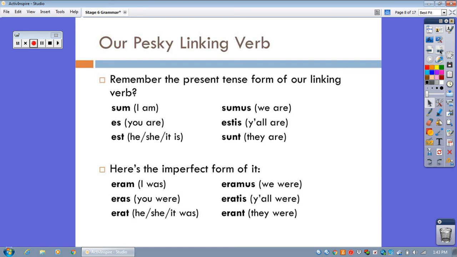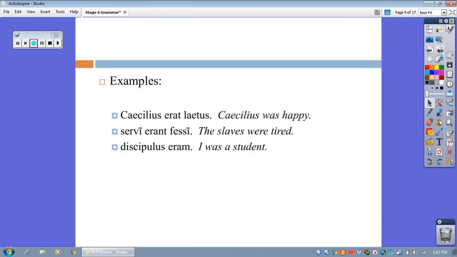All right? Looking at a few examples using eram, eras, erat, eramus, eratis, or erant, we have these sentences. Caecilius erat laetus. Caecilius was happy. Servi erant fessi. The slaves were tired. Discipulus eram. I was a student. So it implies past action, and there you go.